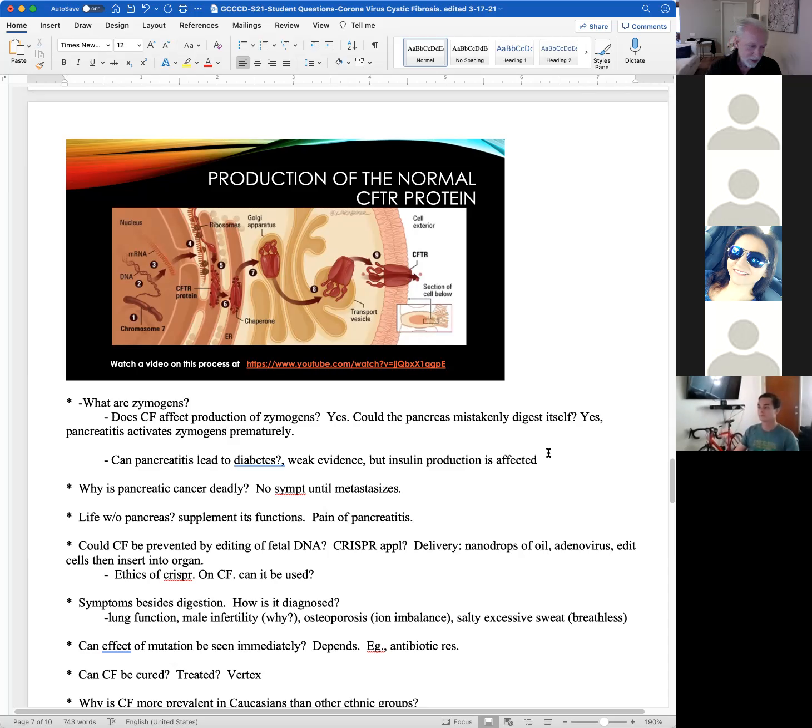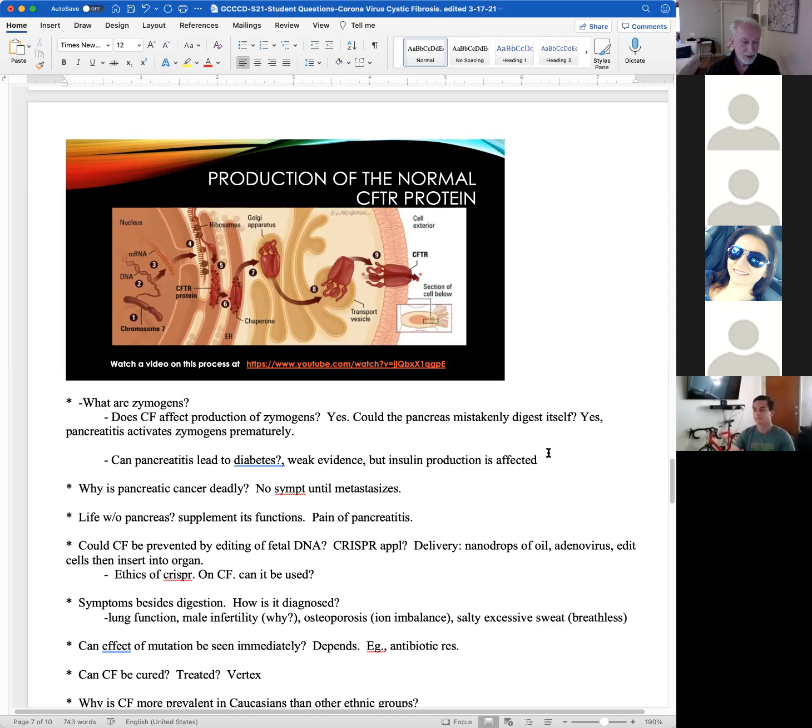There were a couple of questions about why pancreatic cancer is so deadly. And the reason is that unlike most cancers, it has no symptoms until after it's metastasized to other organs and it's too late. So people who contract pancreatic cancer don't know they have it until it's too late to do anything about it. In general, there are exceptions to that.